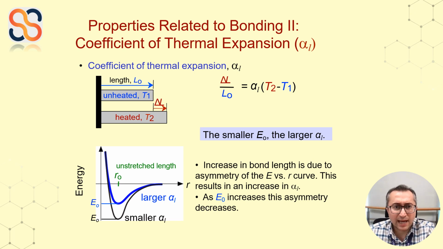Why does this happen? When the bond energy is lower, there is a greater asymmetry in the energy versus bond length curve. This allows the atoms to move apart more easily when heat is applied, resulting in a greater increase in length and therefore a larger alpha L.